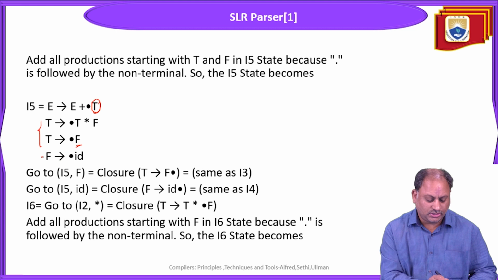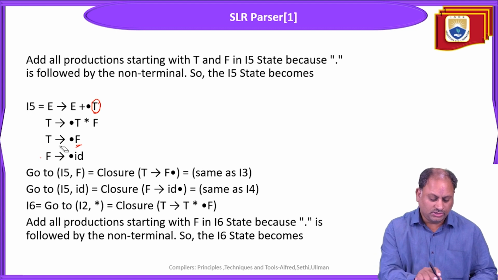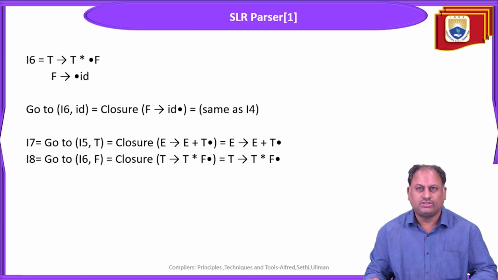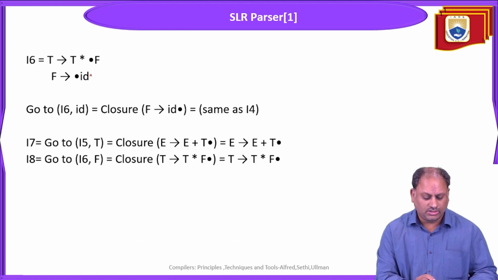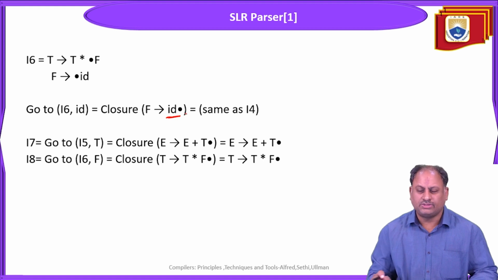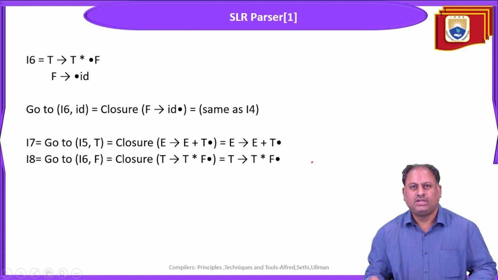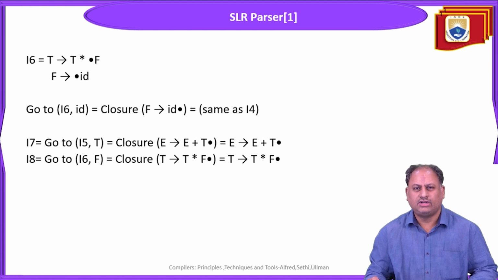Then F we reach. Then we have to consider the corresponding productions for F. Like that we have to write each and every production of the go to statements. Then we reach I3, I4, I5, I6. I6 also we have written, that is ID, and we reach the end, which is the same as I4. Then I7, E plus T dot, it reached the end. Like that, each and every state has to be identified until the dot symbol reaches the end.